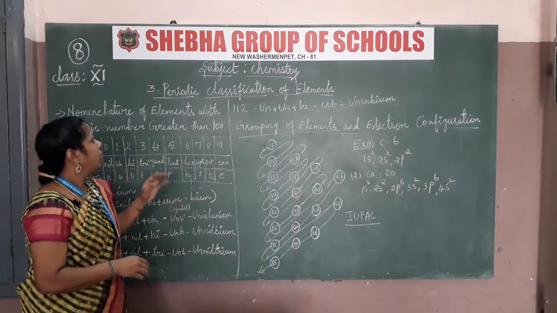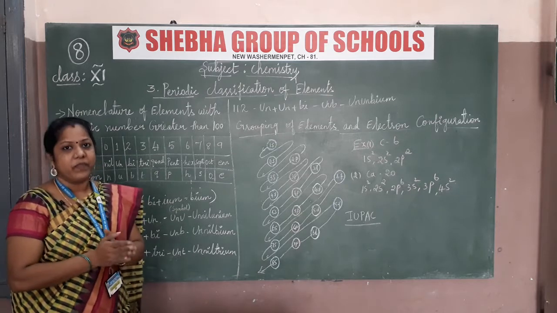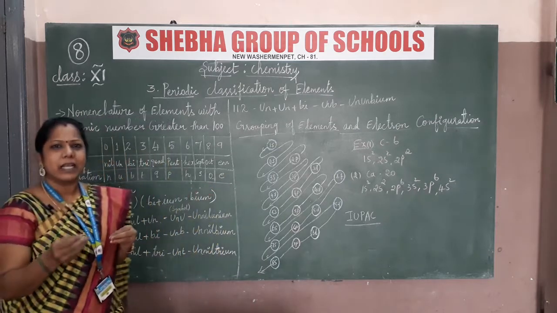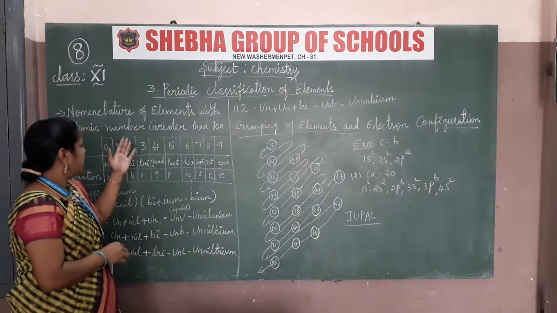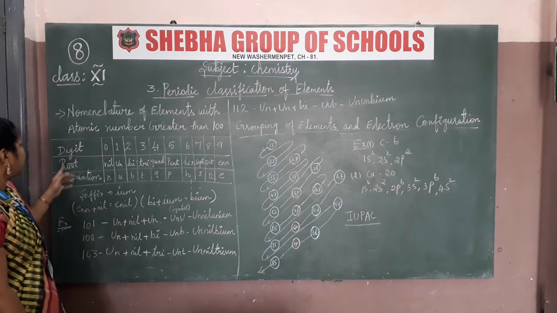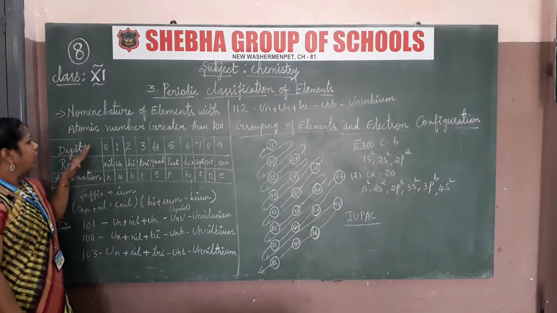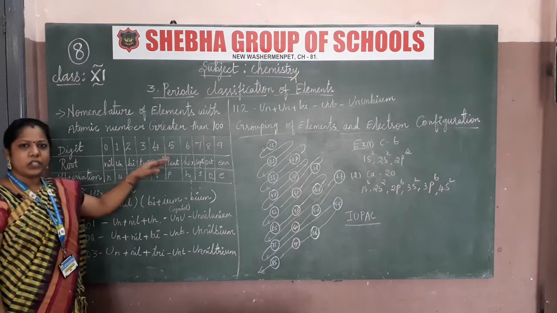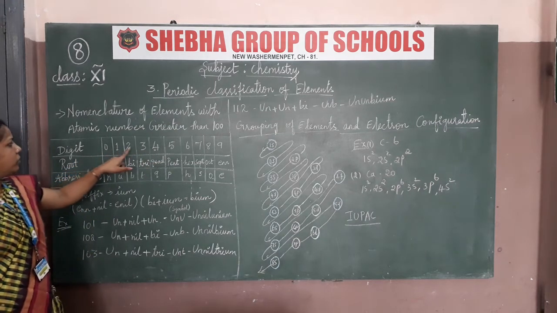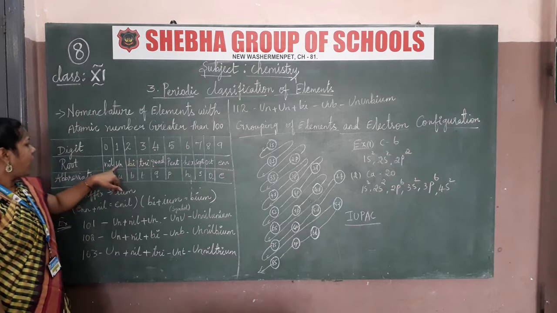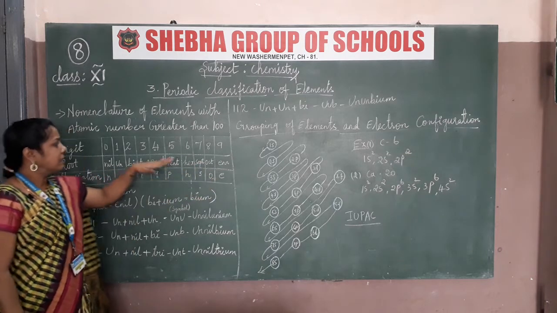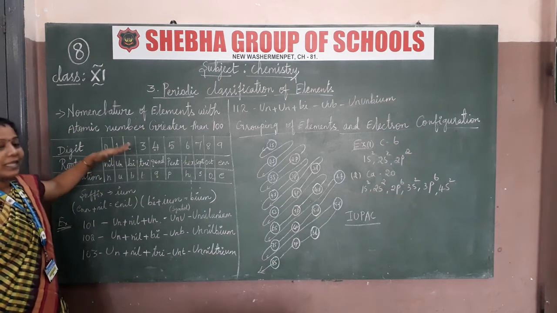Apart from that, if there is no IUPAC name for an element, you have to give a temporary name. I am going to explain how to give the temporary name of an element. Consider the digit as well as the name: 0 means nil, 1, 2, 3 and so on up to 9, and bi, tri, quad, pent, hex, hept, oct, enn. This is the common name for the digits.